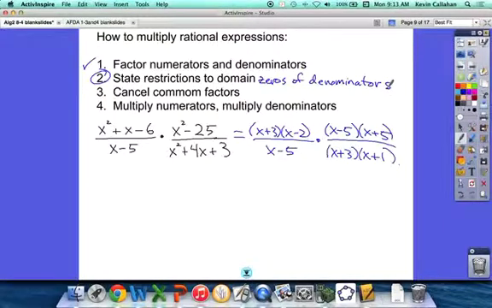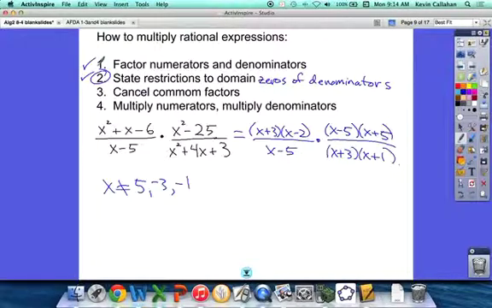Well, we should be able to see that was pretty easy. What are the values that I have to restrict? What's the 0 that comes from x minus 5? 5. What's the 0 that comes from x plus 3? Negative 3. What's the 0 that comes from x plus 1? Negative 1. So state those restrictions before you start canceling these factors, and it looks like you don't have them anymore.